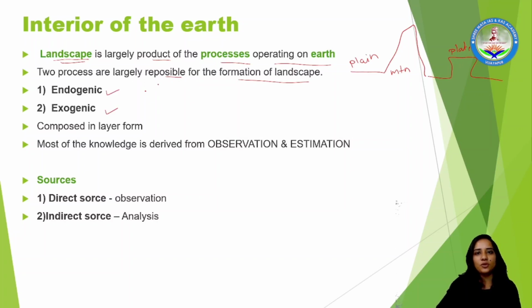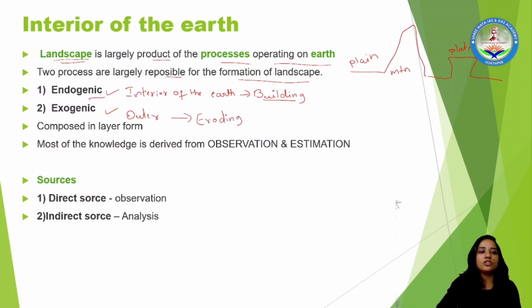What is the endogenic process? The endogenic process is a process which is operating in the interior of the earth, and it is responsible for the building processes. It means the endogenic processes build the landforms which you are seeing on the surface of the earth. Now coming to the exogenic processes, these are nothing but outer processes which are acting on the surface of the earth, and these outer processes are largely responsible for eroding the landforms which were built by the endogenic processes.